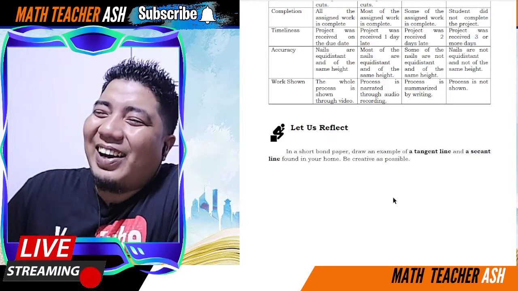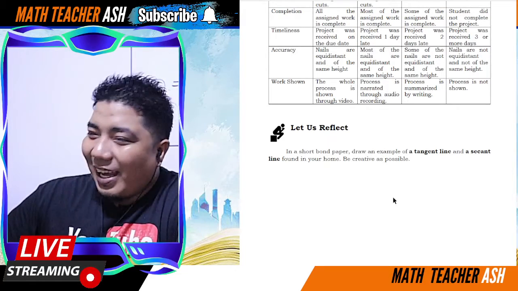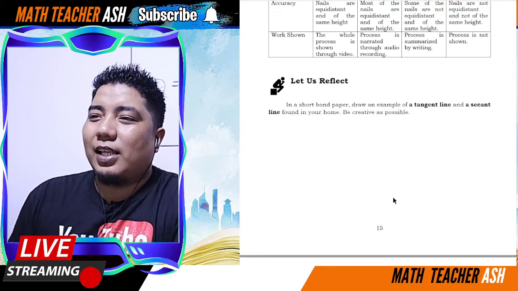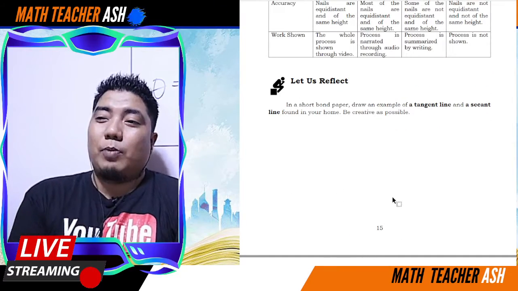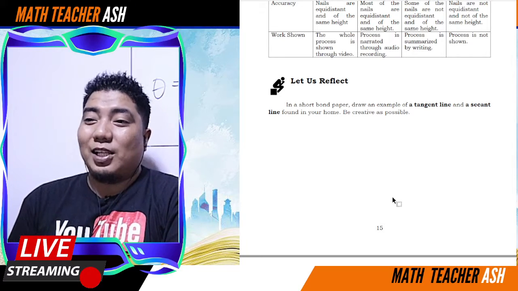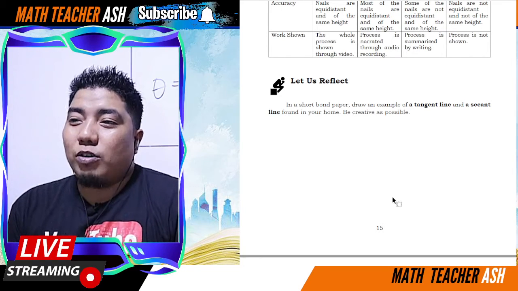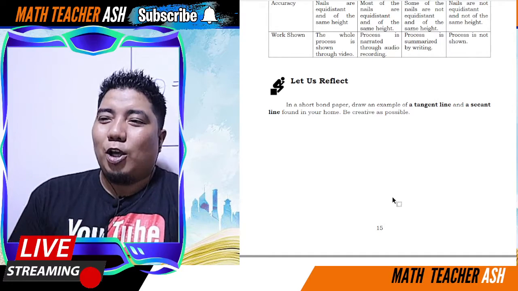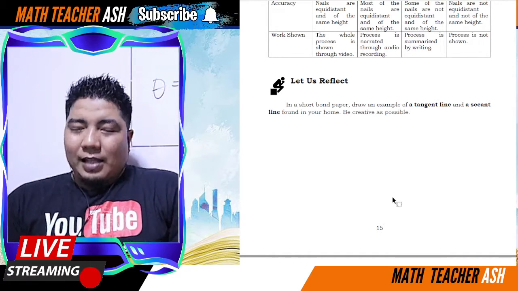Okay. Next of that one is... Easy, right? Yes, easy lang talaga. The let us reflect. So, in this case, what you will do is from a short bond paper, draw an example of a tangent line and a secant line found in your home. Paano kaya yan? Okay. Be creative as possible. So, after that, that is the answer key.